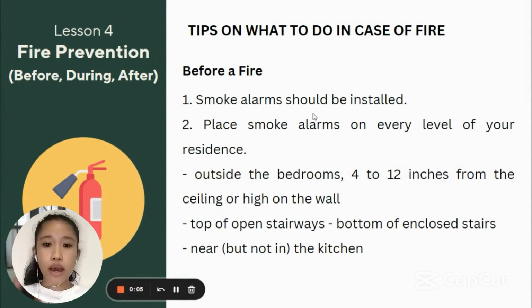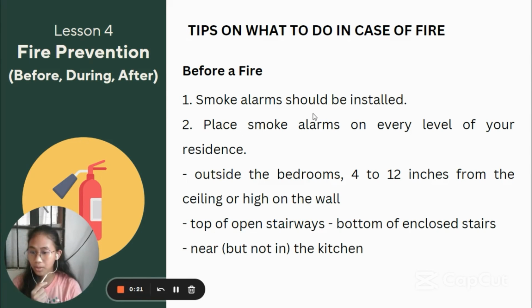Let's now proceed to tips on what to do in case of fire. Before a fire, number 1, smoke alarms should be installed. Number 2, place smoke alarms on every level of your residence. If outside the bedrooms, it should be 4 to 12 inches from the ceiling or high on the wall.